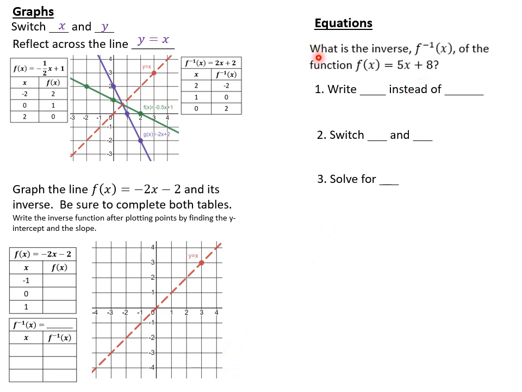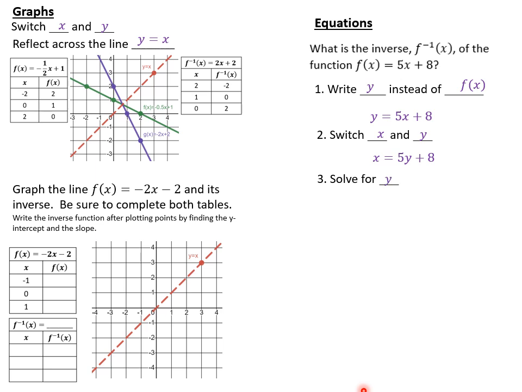Okay, but you can also just go to finding the inverse of a function, and how we do that is we write y instead of f of x. So instead of f of x equals 5x plus 8, we write y equals 5x plus 8. And a theme you should have seen, we switch the x and the y around. So instead of y equals 5x plus 8, we write x equals 5y plus 8. And then we solve for y.